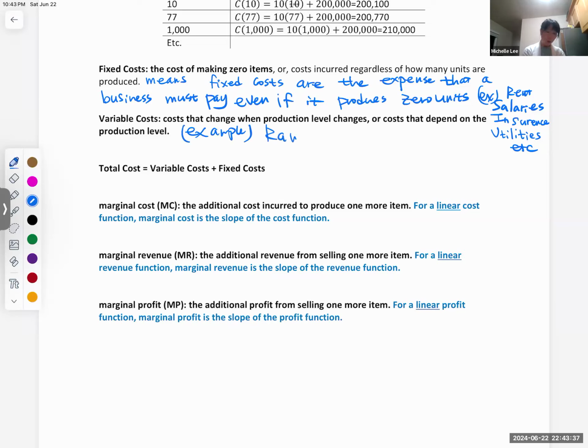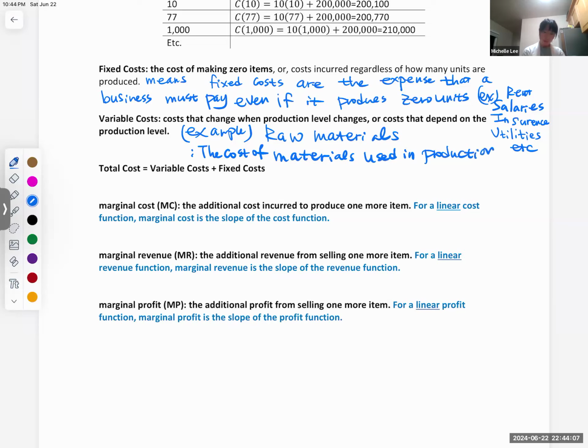Raw materials, right? So that means the cost of materials used in production.